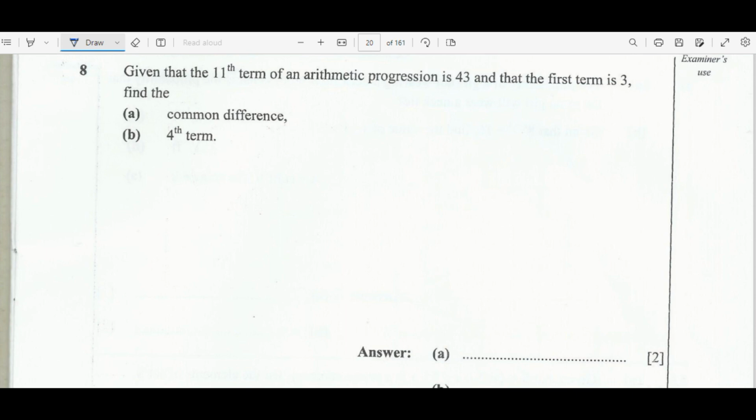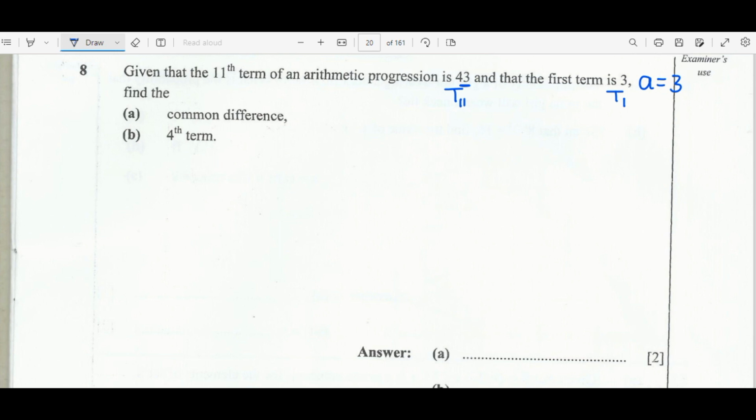So given that the 11th term of an arithmetic progression is 43. So t of 11 is 43, and the first term is 3. So this is our first term, which is t1. And remember, the first term is also denoted by small letter a. So a is equal to 3.